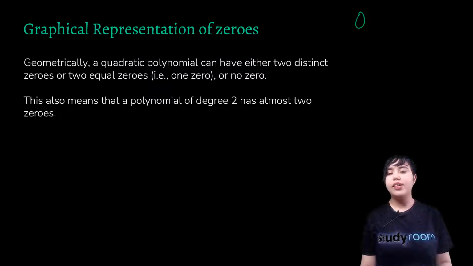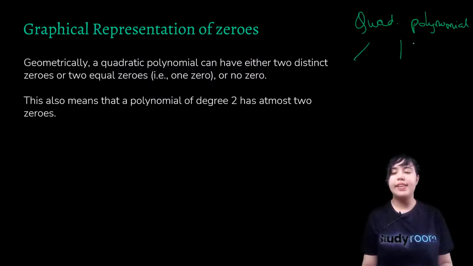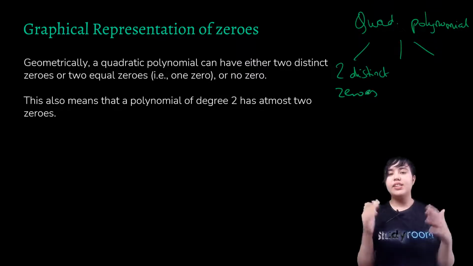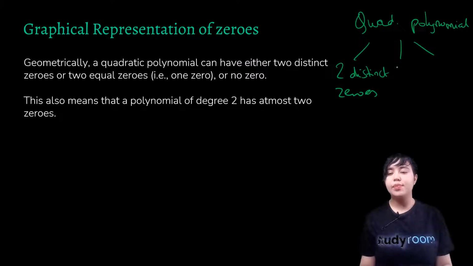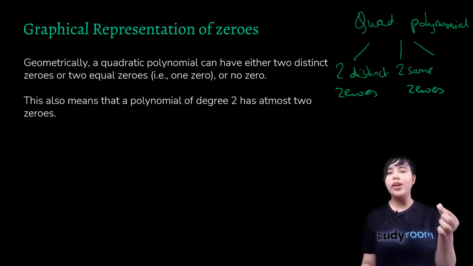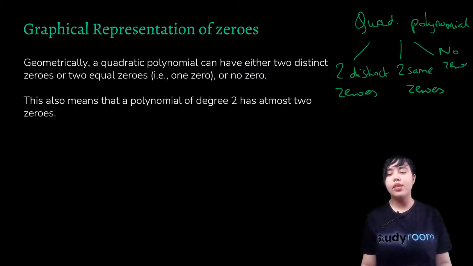Alright, so if I'm having a quadratic polynomial and I'm attempting to find its zeros graphically, then there are 3 possibilities. 2 distinct zeros. When do we get them? When the curve is intersecting the x-axis at 2 different points. Then we can have 2 same zeros, where there are 2 coinciding points appearing as only one single point at which the curve is intersecting the x-axis, and when the curve does not touch the x-axis at all, we say that there are no zeros.